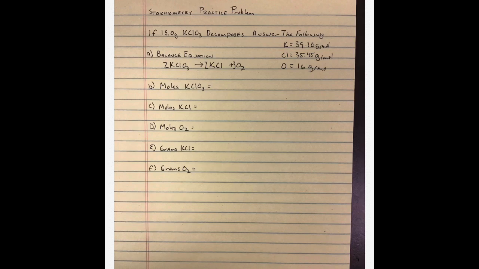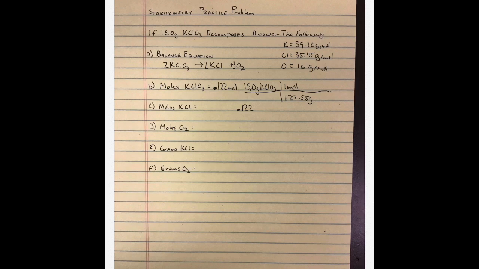The next question is asking us to find moles of KClO3, and that's our given amount. So we're going to take our 15.0 grams of KClO3, and then we need to add up the molar mass for KClO3, which we'll find is 122.55 grams per mole. And we need to divide by the mass to get our equation to work right. And we find that there is 0.122 moles of KClO3.